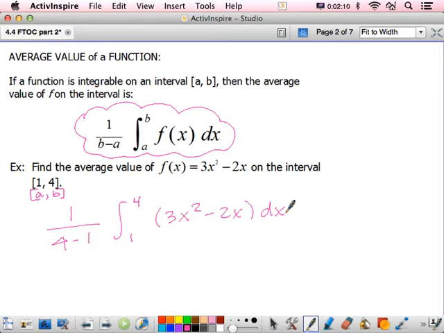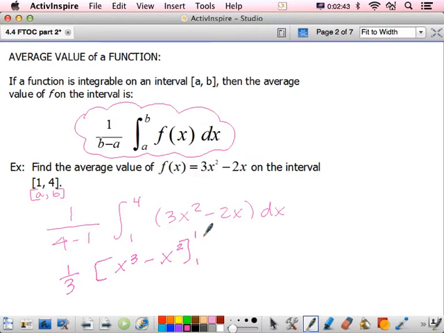Then we'll just evaluate that and substitute in our 4 and our 1, and we'll see what we get for the average value. We'll pause and let everybody try that on their own. Okay, so this 1 over 4 minus 1 simplifies to 1/3. And if we integrate this function, what do we get? I want the antiderivative. x cubed minus x squared, because the 3 and the 2 cancel to 1. So we're going to evaluate that from 1 to 4.